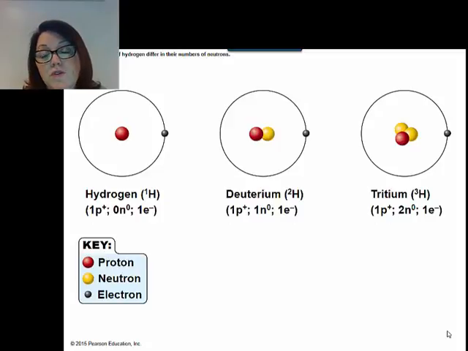Now, isotopes are really important in human anatomy and physiology, mostly because isotopes can be used in medicine. We use radioactive isotopes all the time in medicine as tools to create images of the body and body parts, but radioactive isotopes can also be used as a treatment for things like cancer. So isotopes are important in human anatomy and physiology.